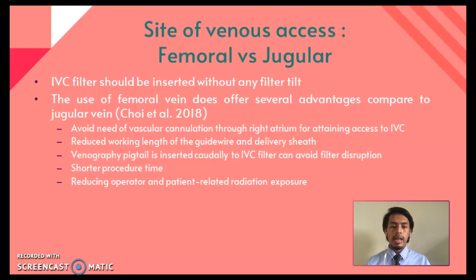Accessing the IVC with the guide wire and delivery shaft via the right atrium can lead to cardiac arrhythmias and cardiac injury. Moreover, the femoral venous access approach allows for a reduced working length of the guide wire and delivery shaft as compared to the other venous access approach. Third, passing a venography shaft or pigtail catheter through the deployed IVC filter can cause the filter's position to change or tilt. With a femorally placed catheter, the venography pigtail is inserted caudally to the IVC filter to confirm the placement after the procedure, which can avoid filter disruption.